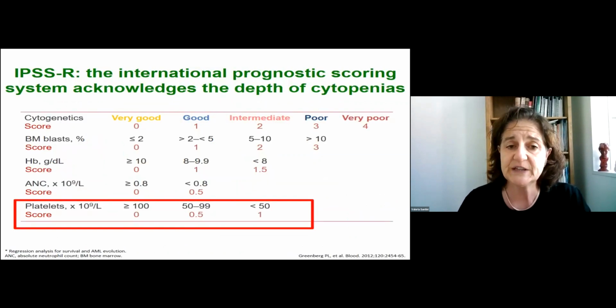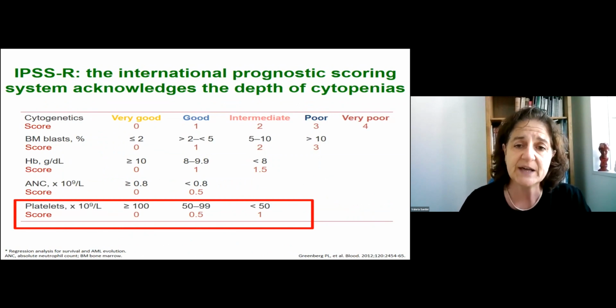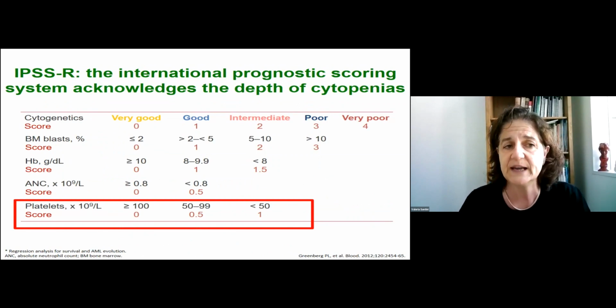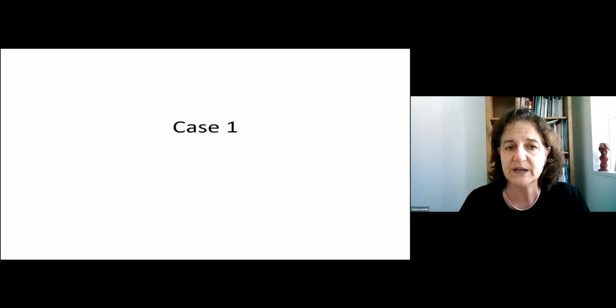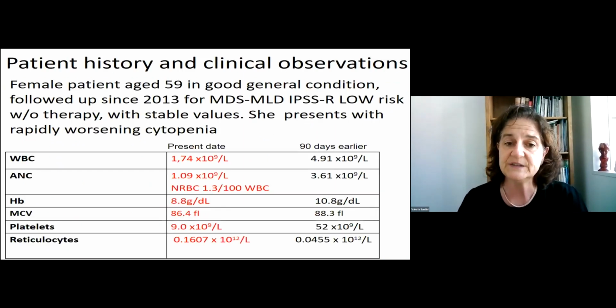The importance of the depth of thrombocytopenia and other cytopenias has been recognized lately in the IPSS-R system that we now use for stratifying MDS prognostically. I want to discuss some cases to let you understand the importance and the difference in the causes of thrombocytopenia in lower risk MDS.